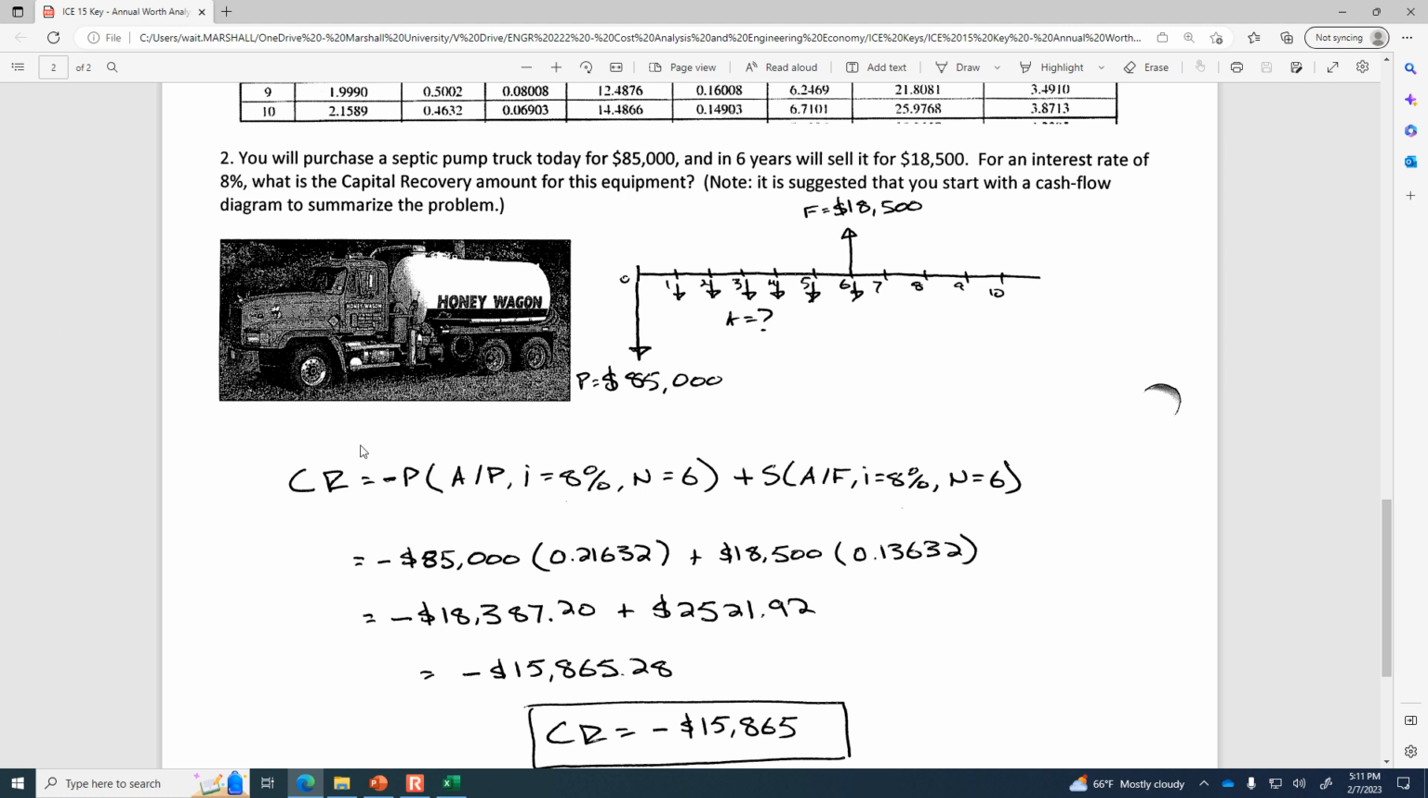So capital recovery is minus the purchase price taken to an annual series plus the salvage value taken to an annual series. So 85,000 is the purchase price. All you have to do is look up the find A given P factor, and then add it to the salvage value where you're using the find A given F factor. And it looks like on this one at least I did round off to 5 digits. 1, 2, 3, 4, 5.